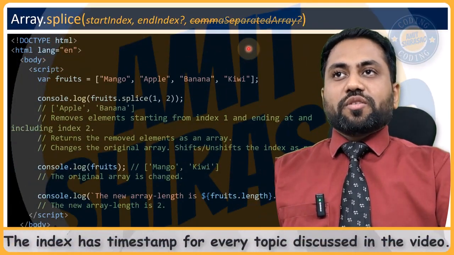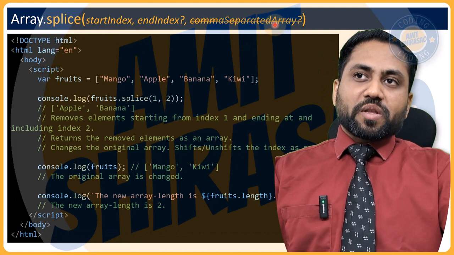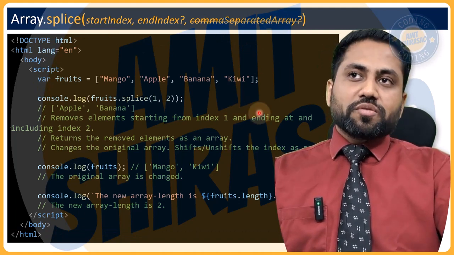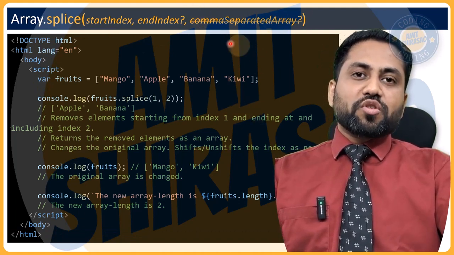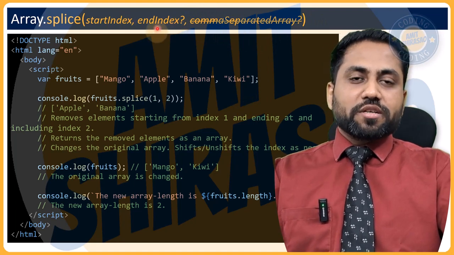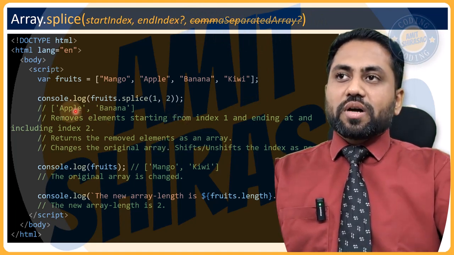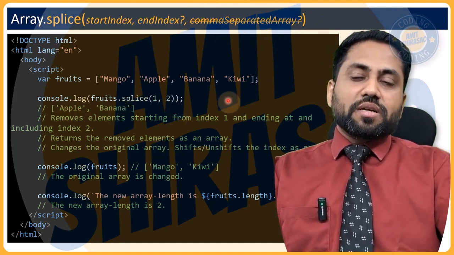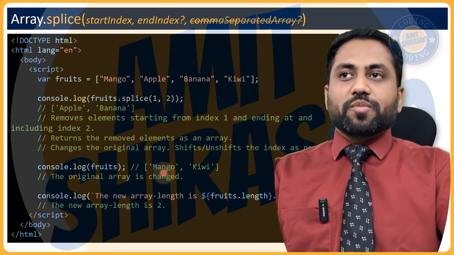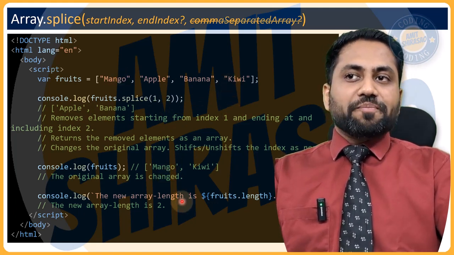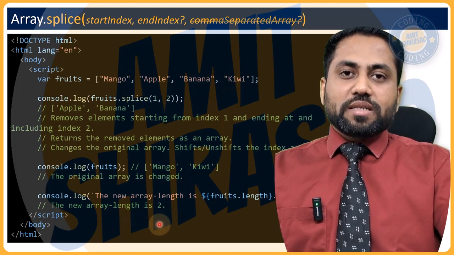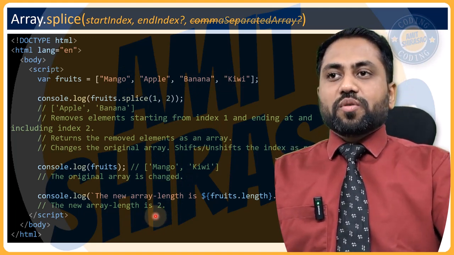Now, what if I don't give the third argument? And then what will happen? If you don't give the third argument, new things won't get added to the array, but the older things will get removed as usual. So apple and banana will get removed, but nothing new is getting added. So the new array will become like mango and kiwi, and the new array's length would be 2.